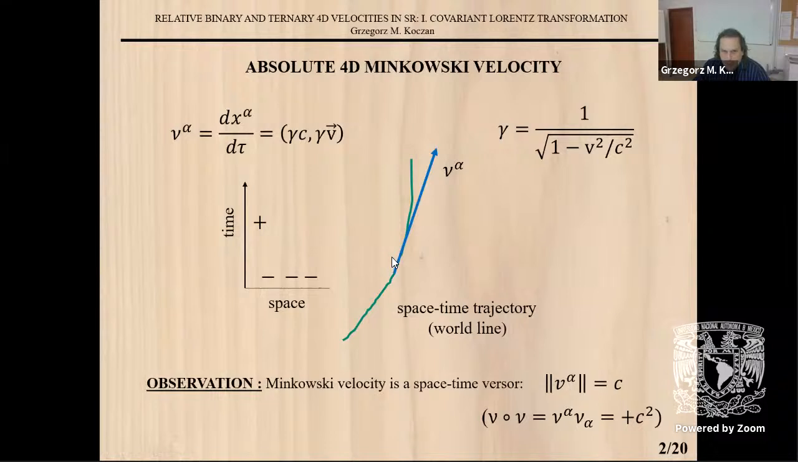Geometrically, this four-velocity I call here Minkowski velocity. Exactly, Minkowski velocity with the blue vector, blue 4-vector, nu alpha, is exactly a versor, a tangent vector versor, because it is normalized to the speed of light.